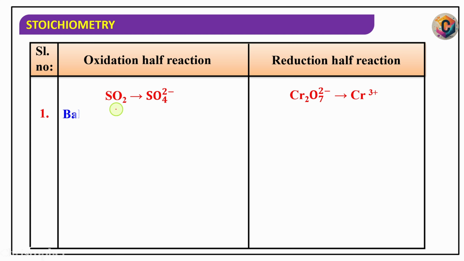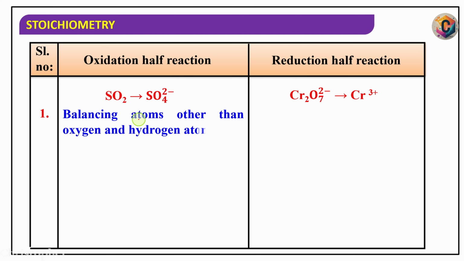The first step is to balance atoms other than oxygen and hydrogen. So now let us see what atoms are present here. Here oxygen is there and sulfur is there. So I have to first balance sulfur. Let me look at how many sulfur atoms are on the left hand side and on the right hand side. I have one sulfur on the left hand side and one sulfur on the right hand side. Sulfur is already balanced. Now let us come to the reduction half reaction.